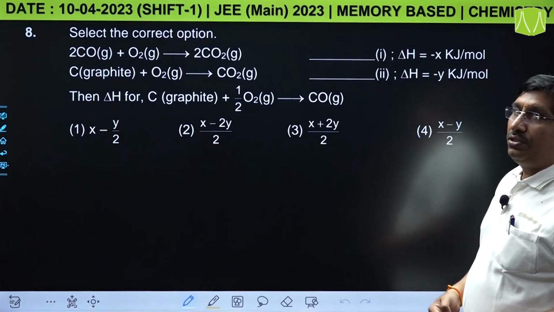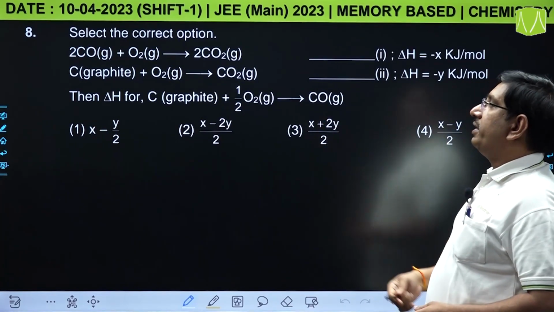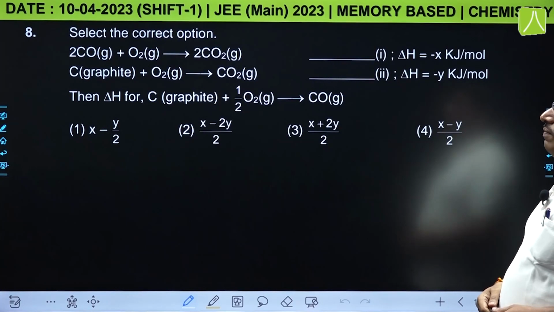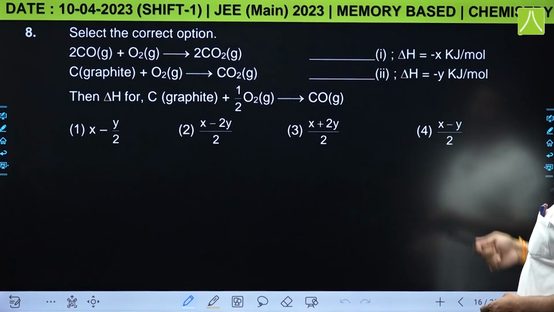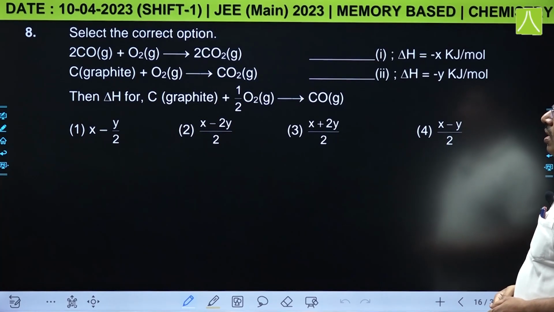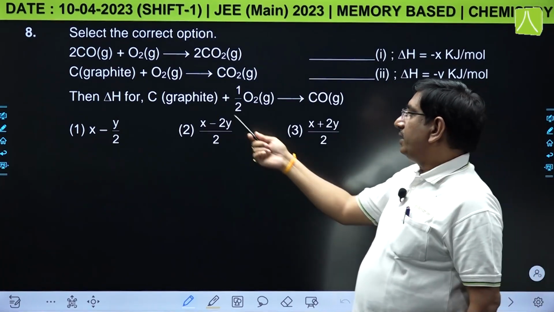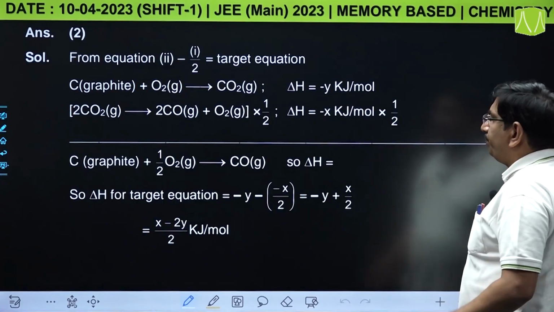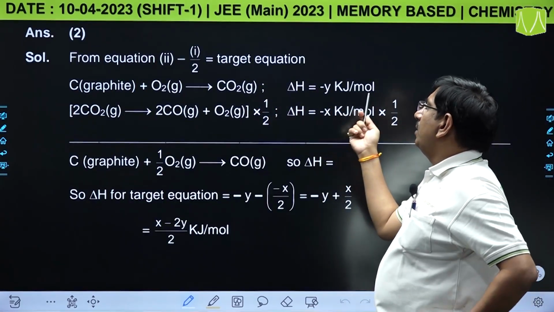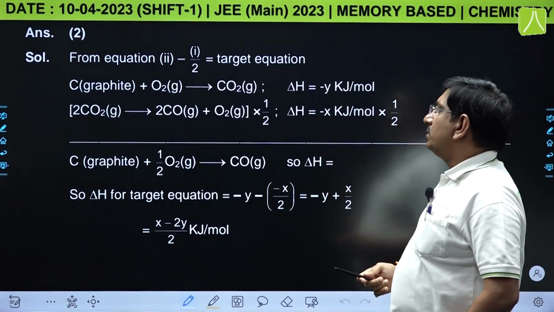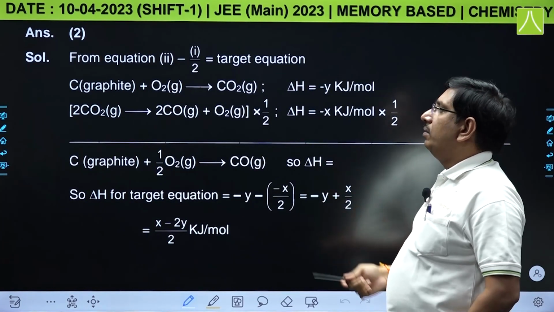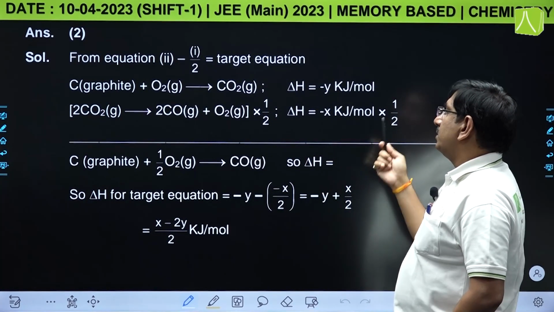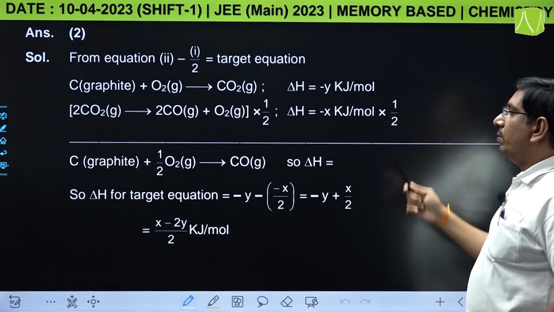This is from thermochemistry. Here 2CO plus O2 gives 2CO2, delta H is given as -x kilojoule. Graphite plus O2 gives CO2, delta H is given as -y kilojoule. It is asking for delta H of the reaction graphite plus half O2 gives CO. For the first equation, we multiply by 1/2, and delta H is -x kilojoule per mole upon 2.